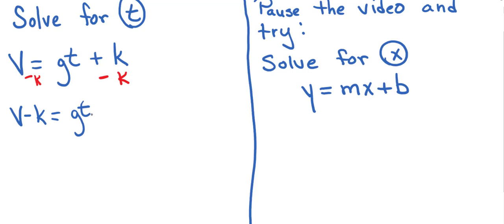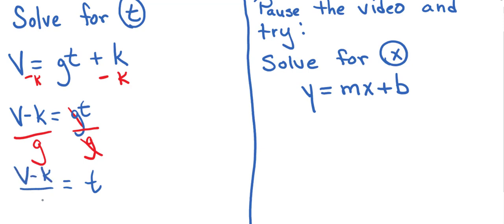You want the t, you don't want the g. They're multiplied. To reverse a multiplication, you divide by the one you don't want. So we don't want g. Do the same thing over here. And this one is going to leave you a fraction, and that's okay, as long as t is isolated. That was our goal.